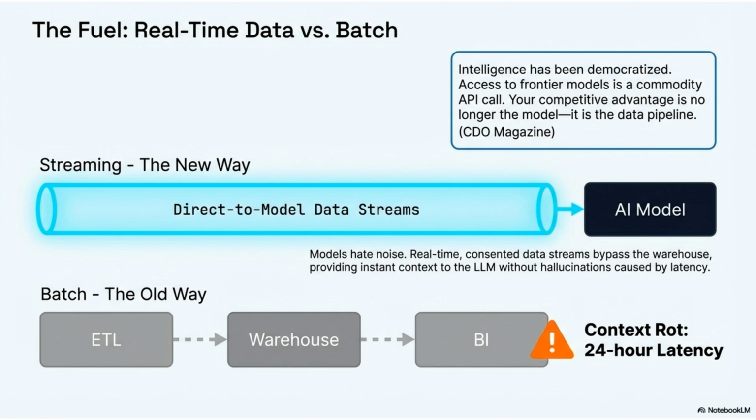The fuel for this shift is real-time data versus batch processing. Real-time data streams provide instant context directly to AI models, bypassing the data warehouse and eliminating context rot caused by 24-hour latency in the old batch method.